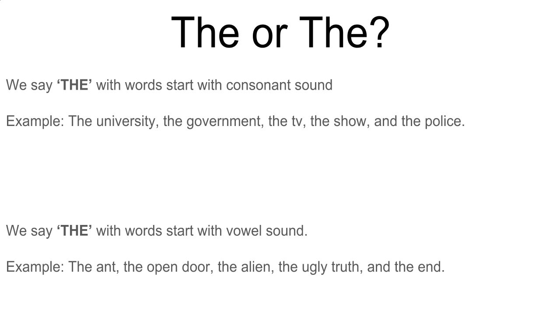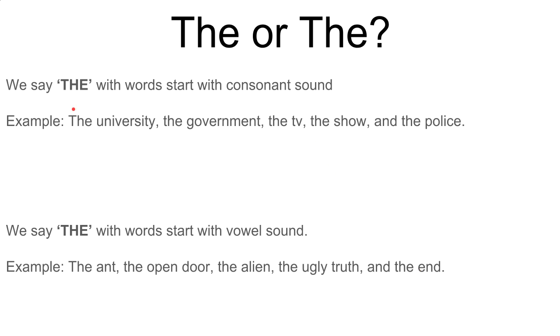First thing first, once and for all, I'm going to tell you when to say "the" or "thee" because people are confused. So we say "the" with words that start with consonant sound. Examples: the university, the government, the TV, the show, the police. We say "thee" with words that start with vowel sound. It's not a vowel, it's a vowel sound. For example, the ant, the open door, the alien, the ugly truth, and the end.